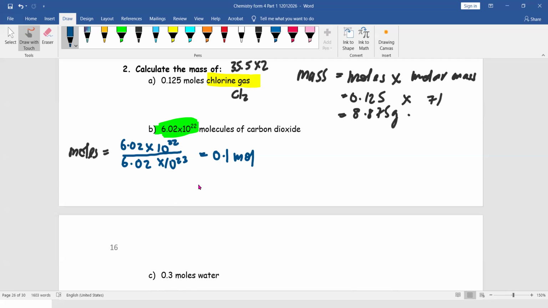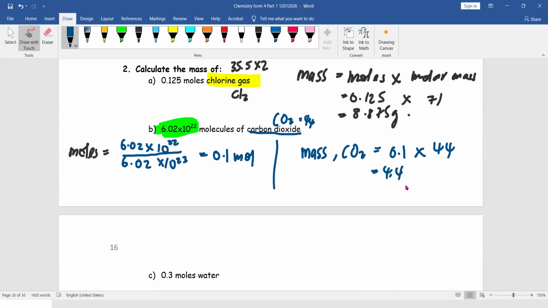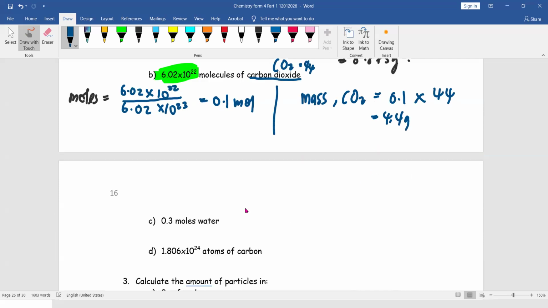Do you understand? This is not the answer. You should look for mass. So the mass of carbon dioxide is 0.1 mole multiplied by 44, because carbon dioxide, CO2, is 44. Do you understand? So you get 4.4 grams. Okay, do C and D. If you can do C and D, then I know whether you're correct or not.